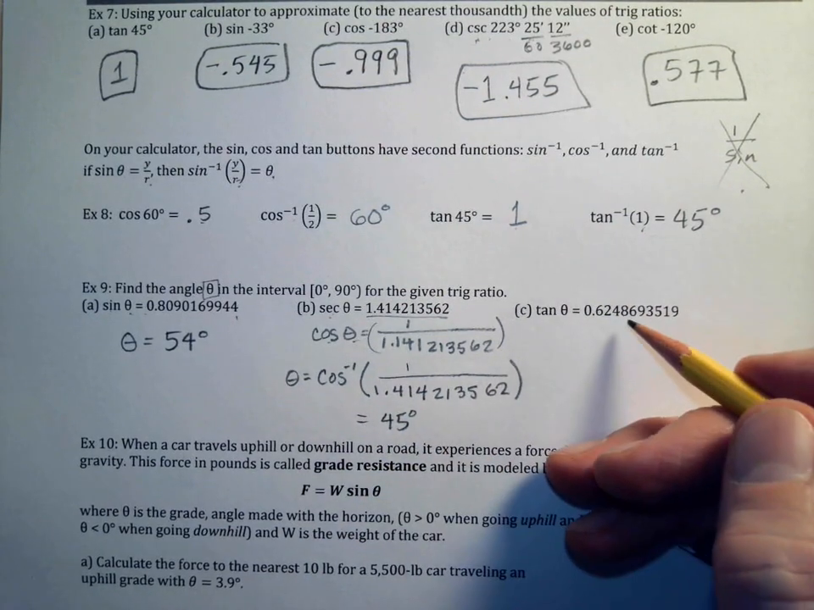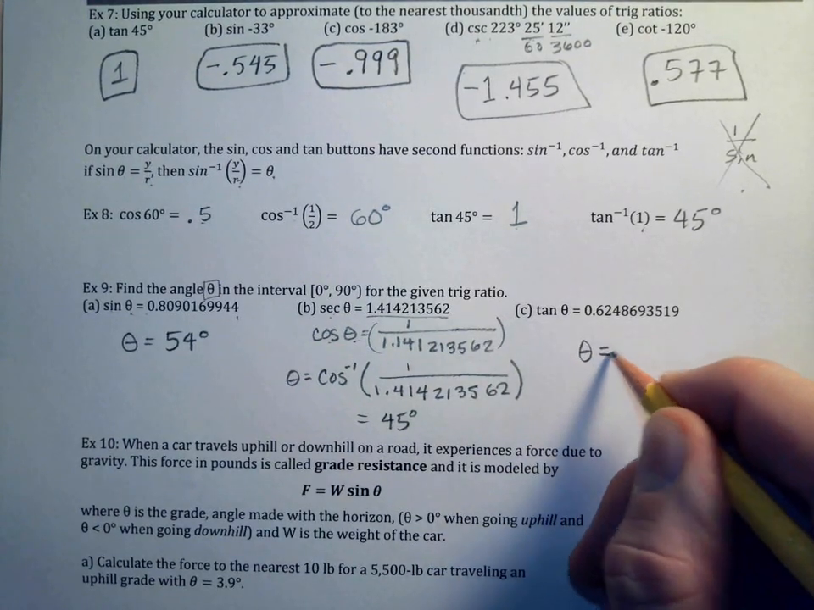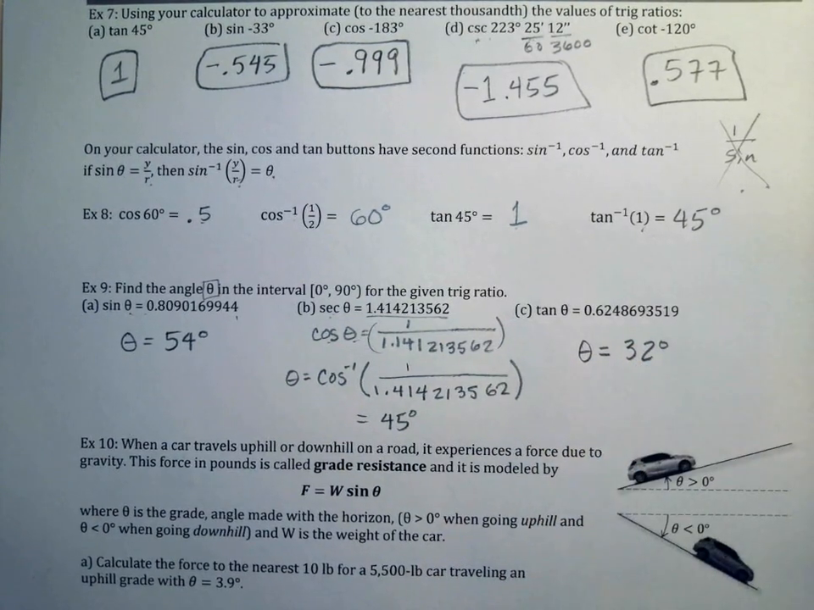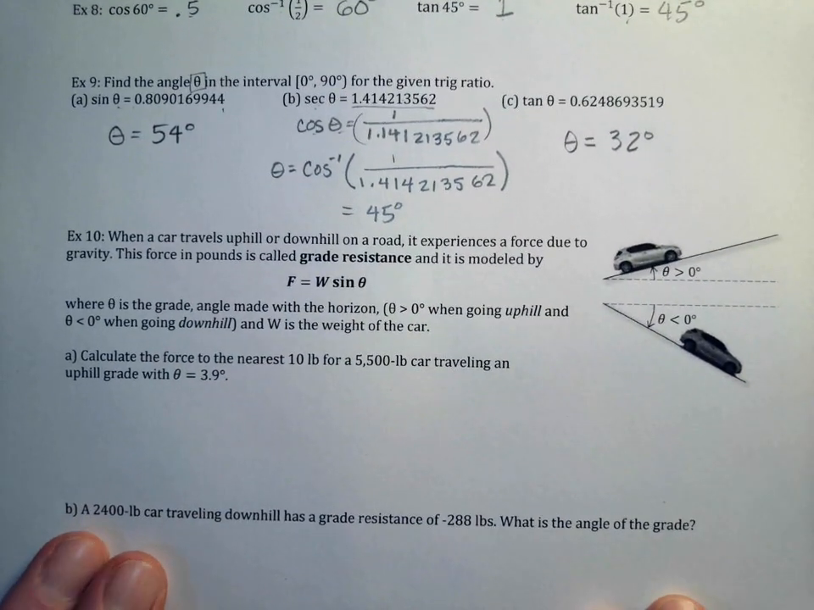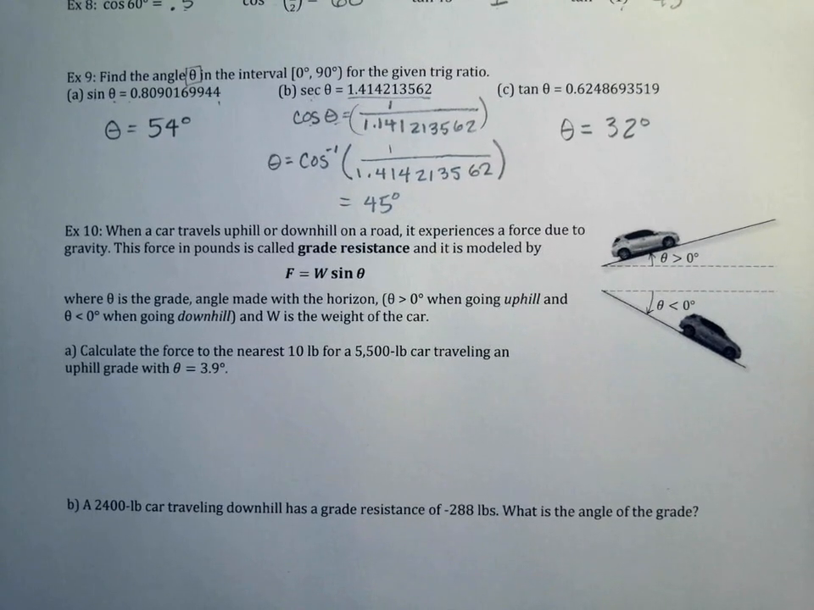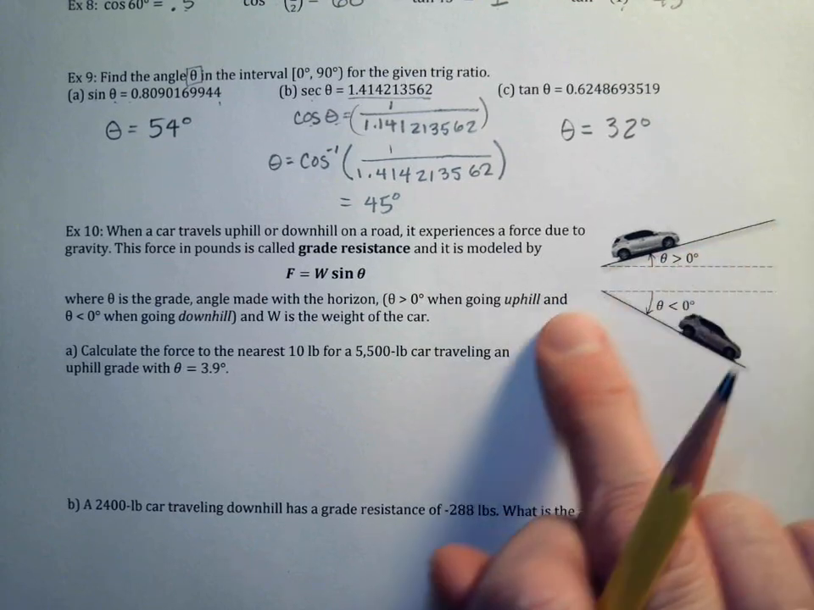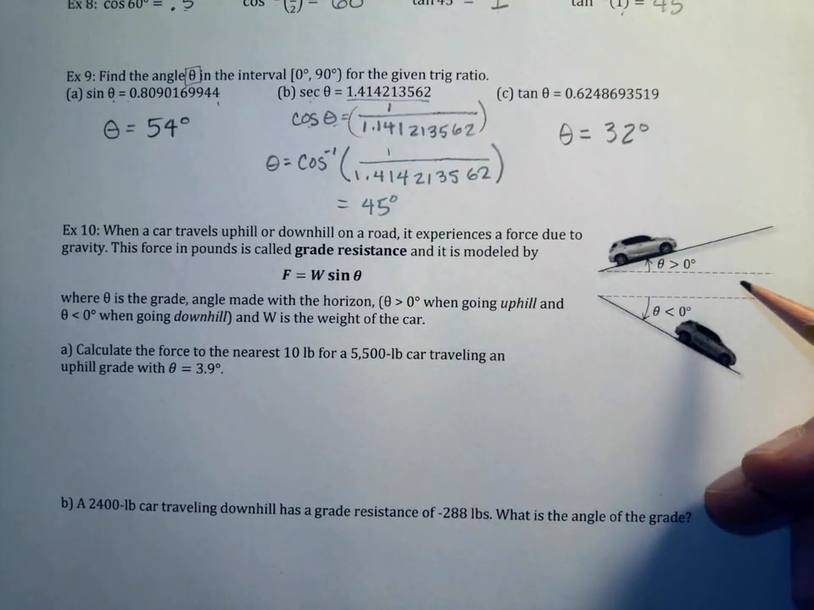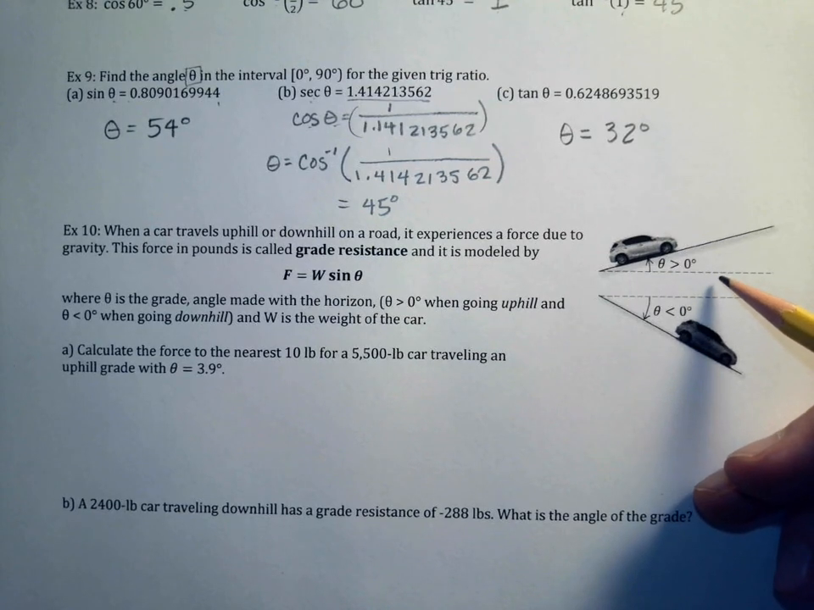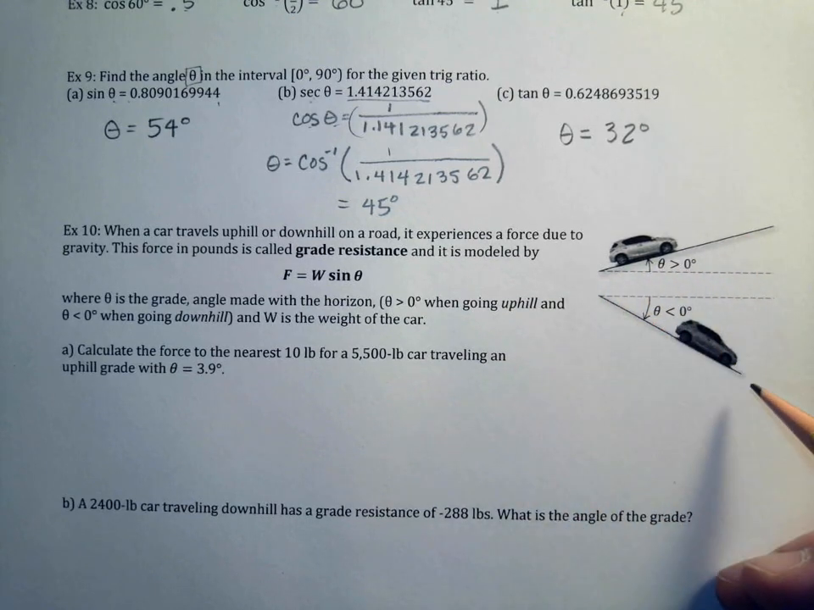All right. Tangent, do that one in your calculator. Gives us an angle of about 32 degrees. Okay. So we're talking now about some word problems dealing with slopes going uphill or downhill in a car. If we think about a positive angle, then you're going up the hill. A negative angle means you're going down the hill.